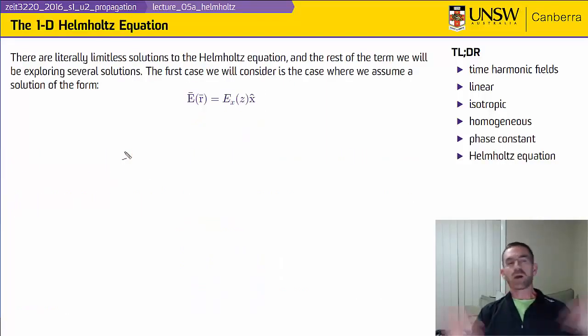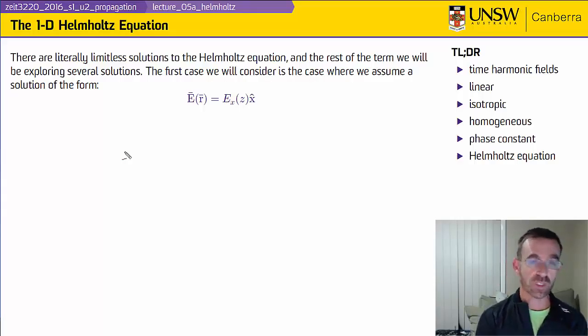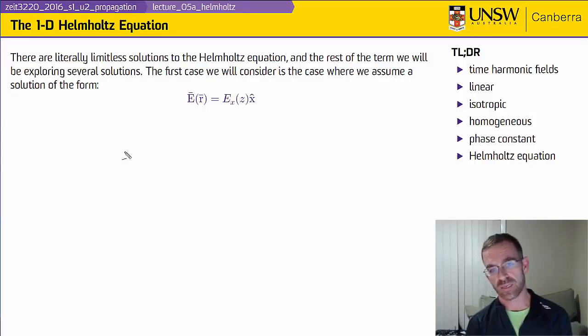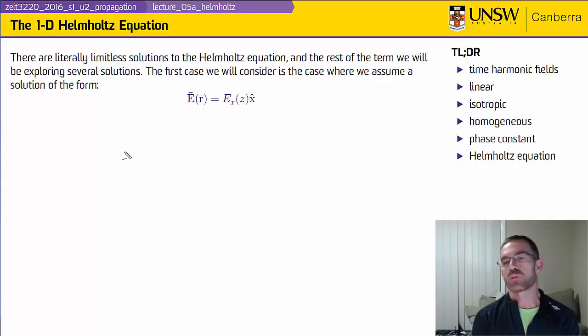There are countless solutions to the Helmholtz equation. We're going to look at several of them this semester. We're going to look at uniform plane waves. We're going to look at TEM modes on transmission lines. We are going to look at TE and TM modes on waveguides. We're going to look at spherical waves in the context of antennas. There are literally a limitless number of solutions to the Helmholtz equation.